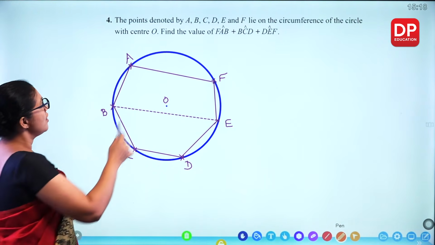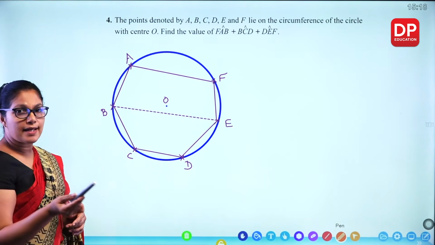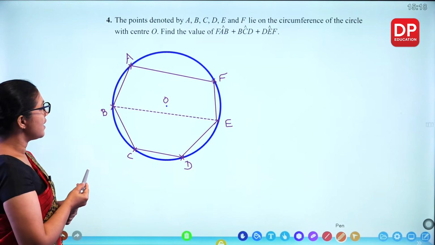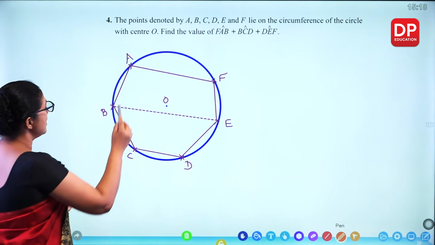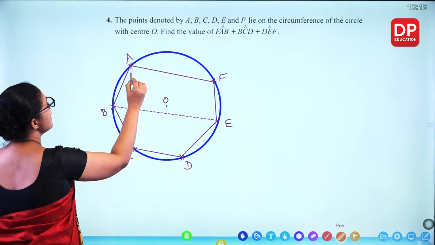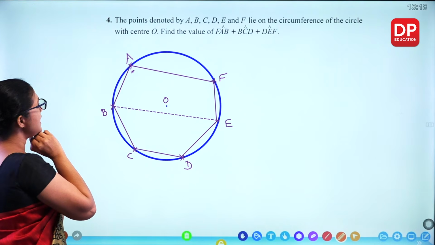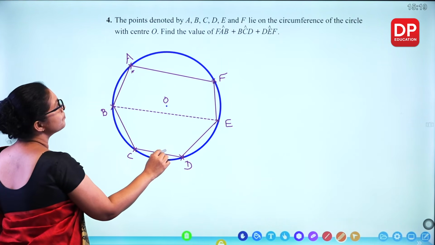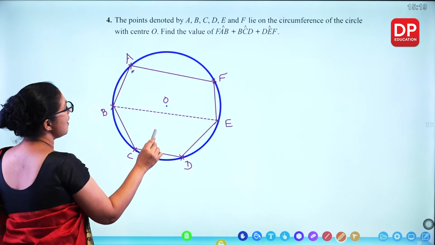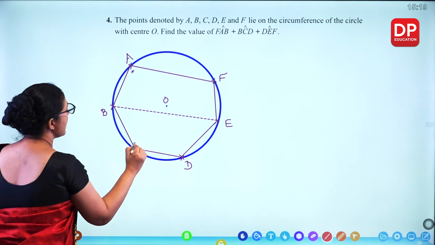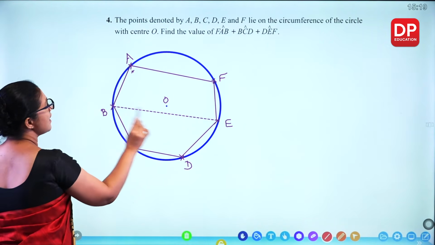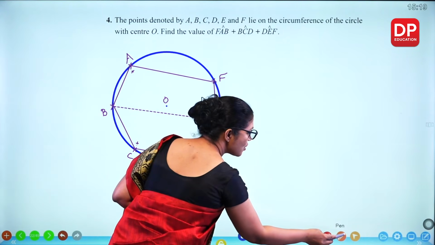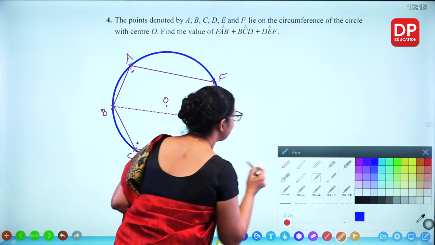Now what can you say about it? AFEB is a cyclic quadrilateral, as well as BEDC, another cyclic quadrilateral. So we need this angle FAB, this angle BCD, and DEF, these two. So we'll try to write down a relationship between angles now.